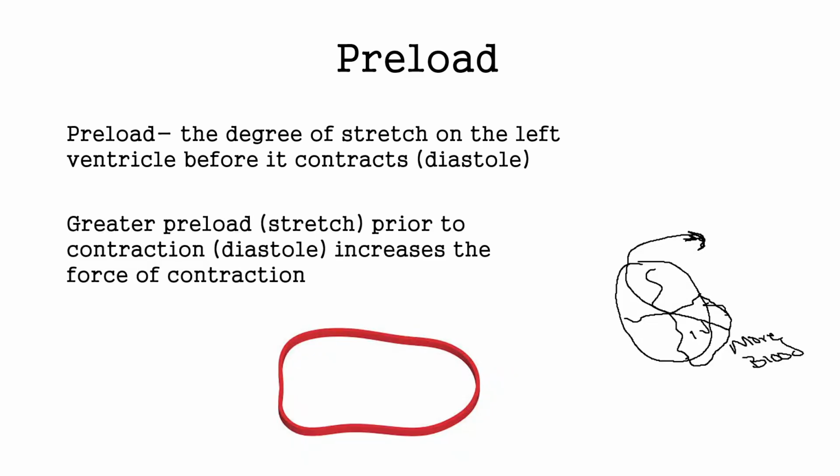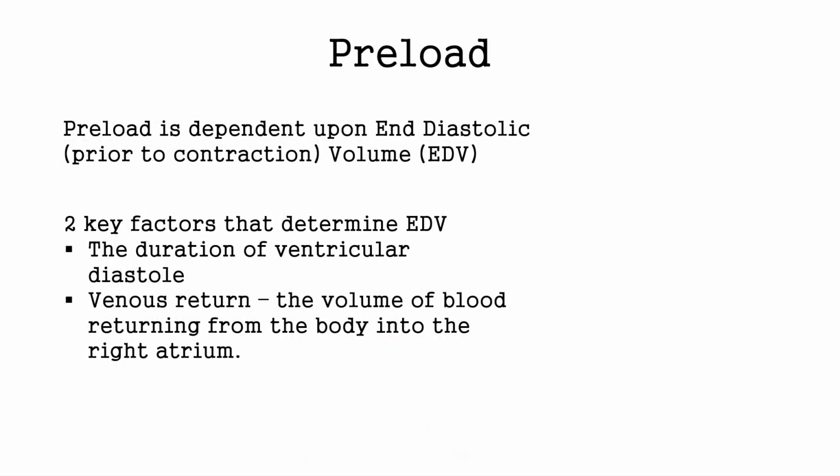The problem here, well, that's the next slide. Let me go to the next slide. The two key factors here, though, are venous return, the volume of blood returning from the body to the right atrium, and the duration of ventricular diastole. So I can only go so high with that pulse rate. Once I get to 160 beats per minute, I lose that filling time.